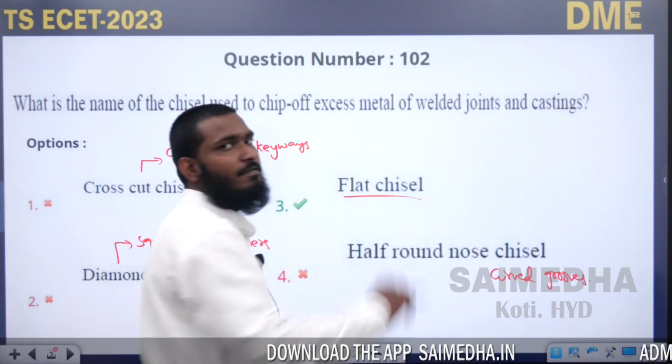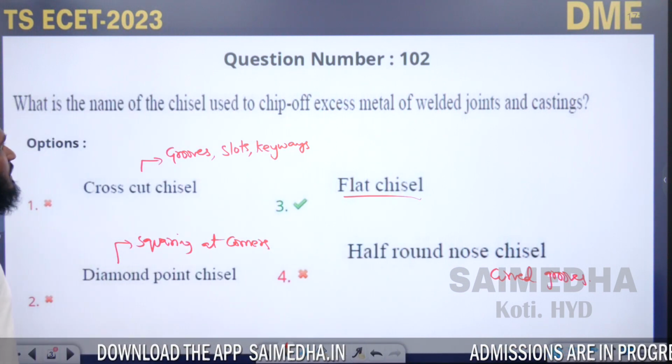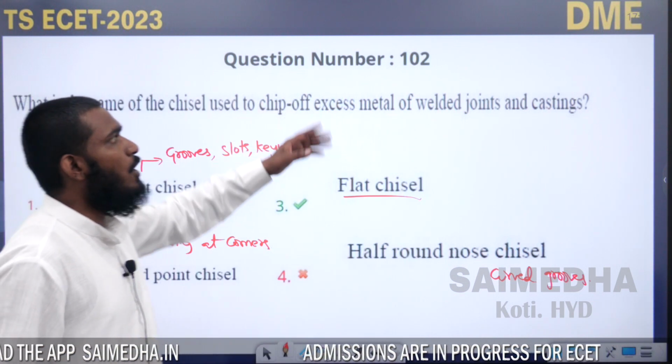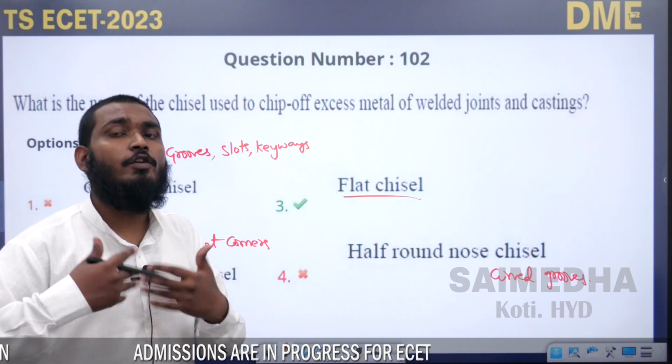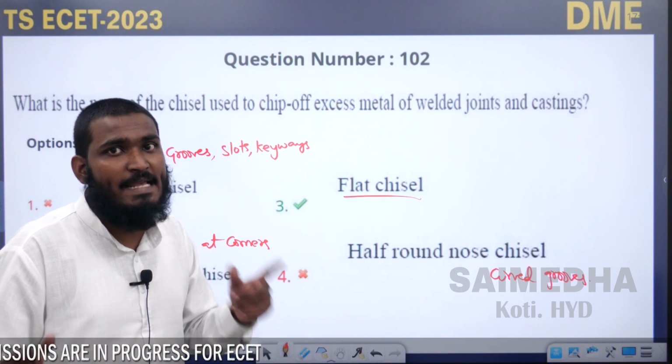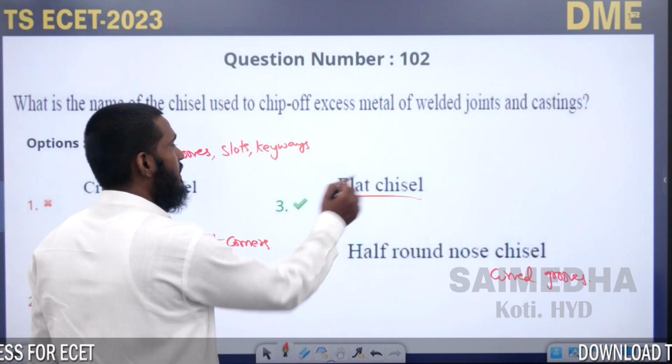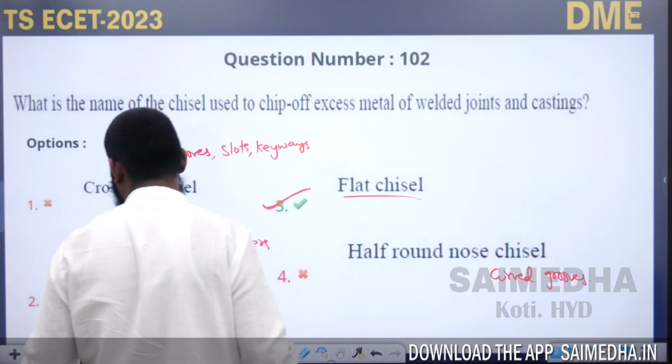If you want to remove some excess metal from the workpiece, which chisel do we use? Flat chisel. So option 3 is correct.